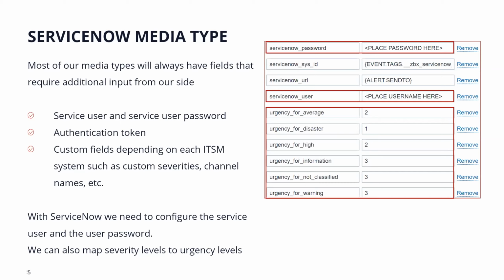The first thing that we're going to see are a couple of parameters here: ServiceNow password, ServiceNow user, URL, and urgencies. And there will be a bunch more. Some of them are pre-populated, and some of them we'll have to populate ourselves. It only makes sense that things such as username and password we have to populate ourselves, because how can the Zabbix team know what your ServiceNow external API user username or password is? So we'll have to populate these two fields. Then you can also define urgencies within ServiceNow for different types of issues, for average severity, disaster severity, high, and so on.